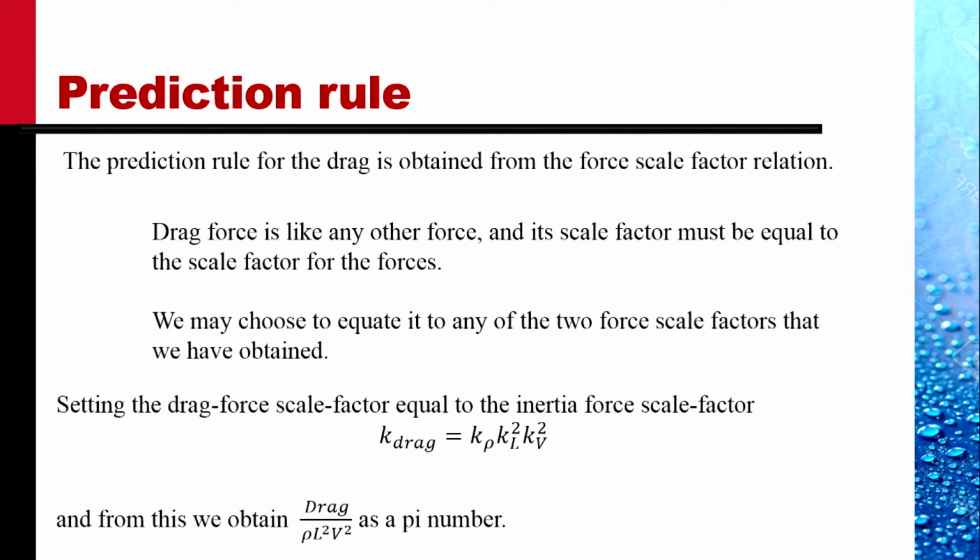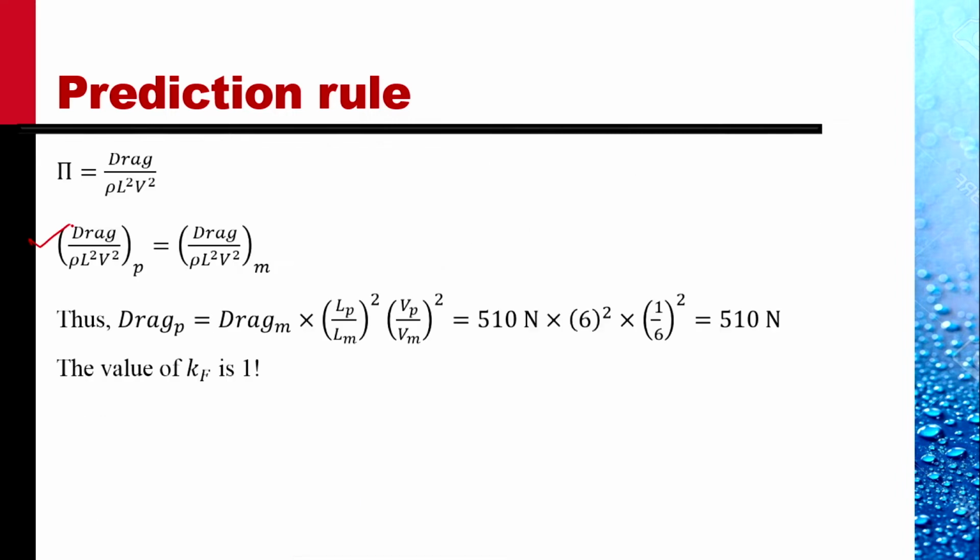And from this, we obtain drag divided by rho L square V square as a pi number, where L is a characteristic length and V is a characteristic velocity. This should be same for the prototype and the model. Thus, the drag of the prototype is drag of the model times LP by LM whole square. LP by LM is KL, the scale factor for length, and VP by VM whole square, scale factor for velocity.